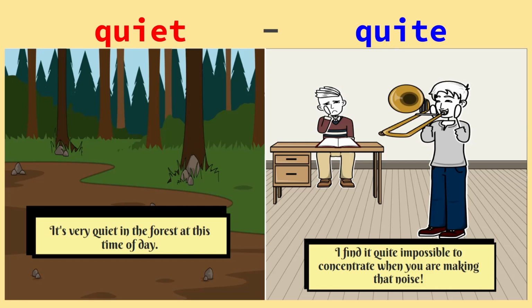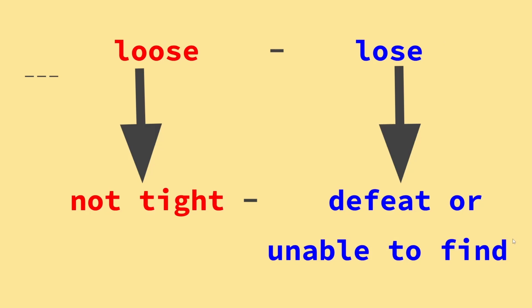Let's see the examples. It is very quiet in the forest at this time of day. I find it quite impossible to concentrate when you are making the noise. Now let's see the fifth and last pair of words. L-O-O-S-E, loose, and L-O-S-E, lose, are very different in meaning, but because their spellings are so similar, people often write loose when they mean L-O-S-E and vice versa.